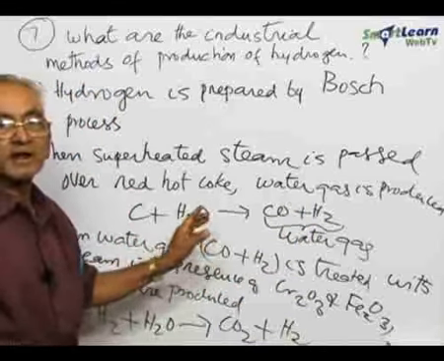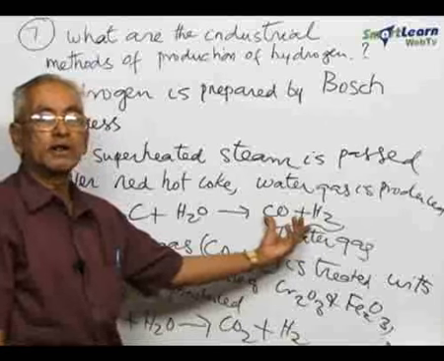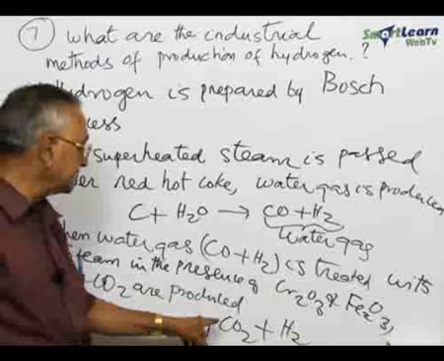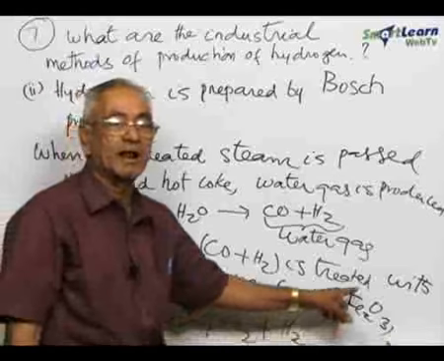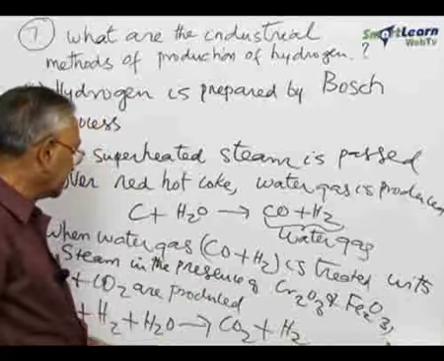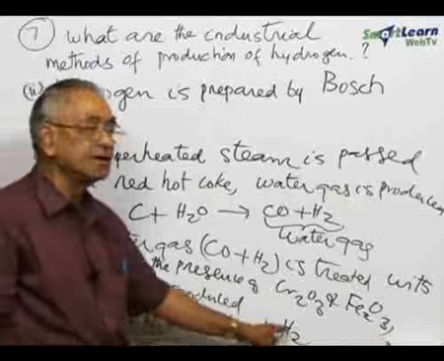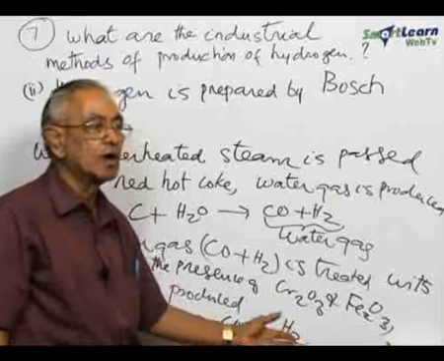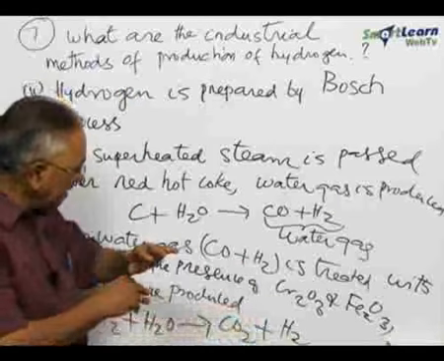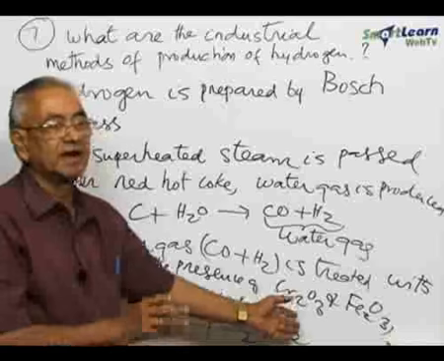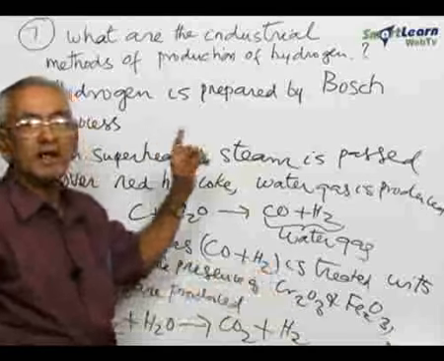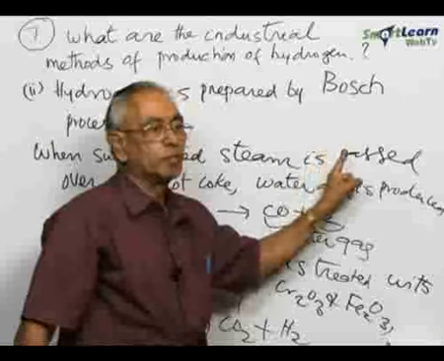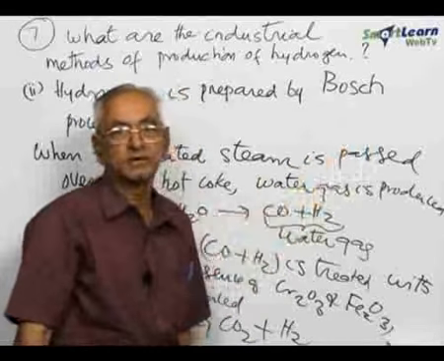This carbon monoxide and hydrogen mixture, which is known as water gas, is treated further with steam. In the presence of a catalyst like chromium oxide and iron oxide, carbon monoxide is converted to carbon dioxide and hydrogen is produced. So a mixture of carbon dioxide and hydrogen is produced, from which carbon dioxide is removed by a separate process and hydrogen is enriched. So this method is a very important industrial method of forming hydrogen, which is known as the Bosch process.